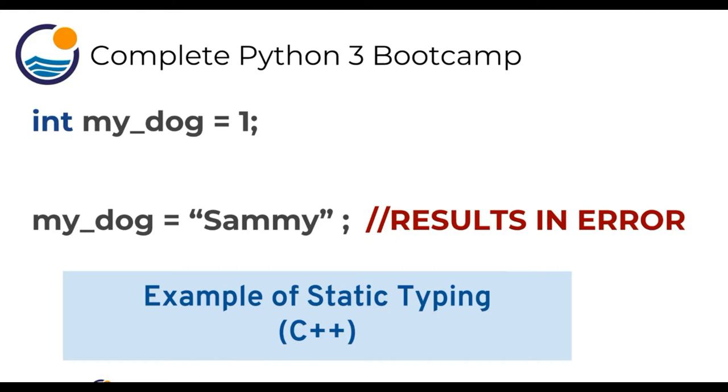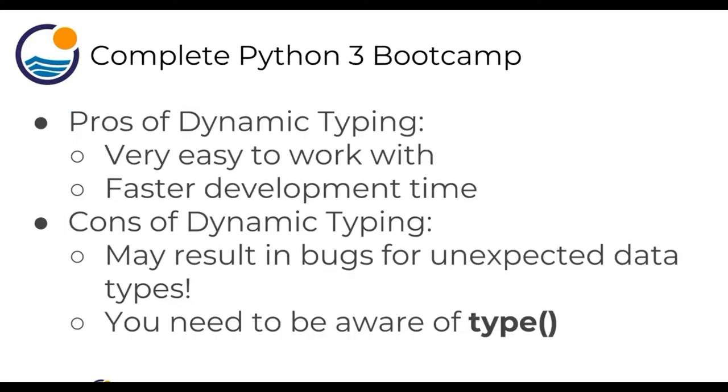So there are some pros and cons to dynamic typing in Python. The pros is that not having to write out the actual data type saves you a lot of time and makes it really easy to quickly produce Python code. And it also makes your code very readable because you're just reading that variable name.